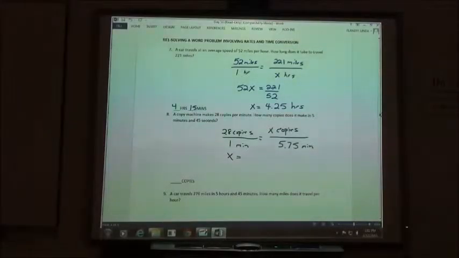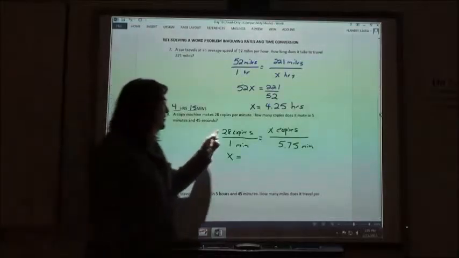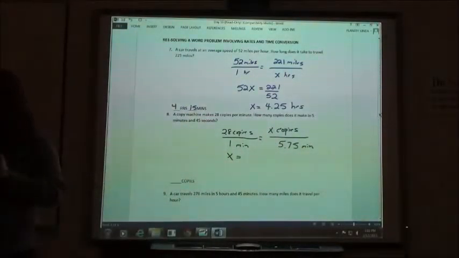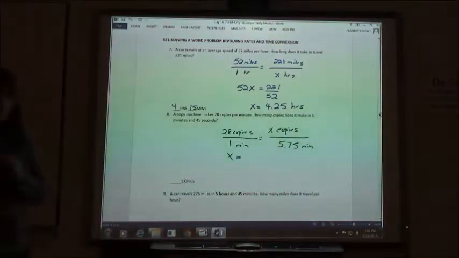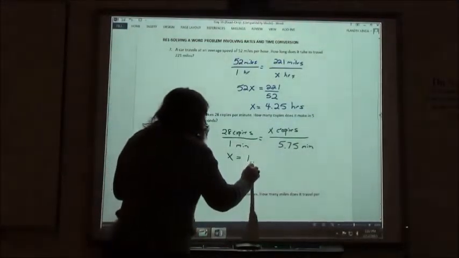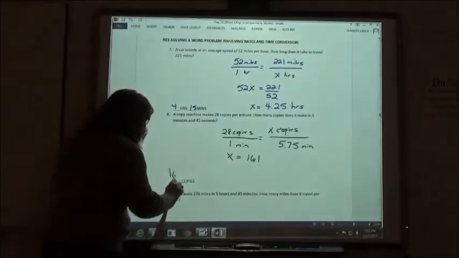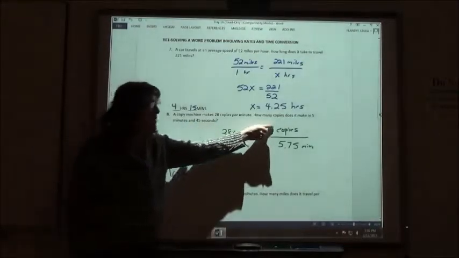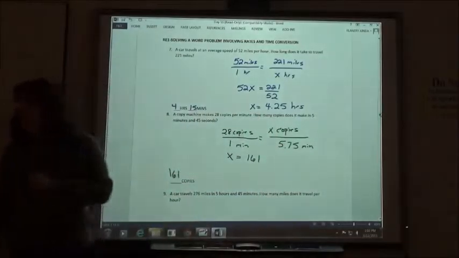Right, if I do 28 copies in 1 minute, to find out how many copies in 5 minutes, I would have to times by 5. In this case, we're doing 5 minutes and 45 seconds. So 28 times 5.75 gives me 161. 161 copies. So 28 copies in 1 minute, 161 copies in 5 minutes and 45 seconds.